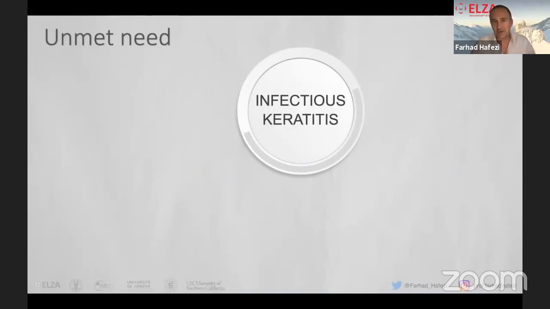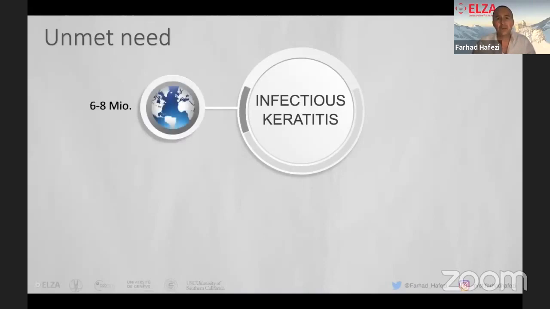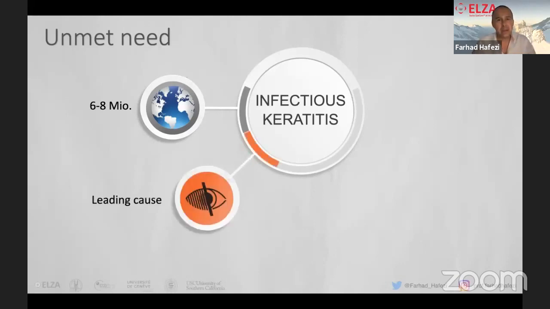Now, when we started looking into keratitis some years ago, we realized this is a different ballgame than keratoconus. This is not a relatively rare disease anymore. It is one of the leading causes of global blindness, with millions of new cases per year. It affects many people with severe visual impairment and even blindness.